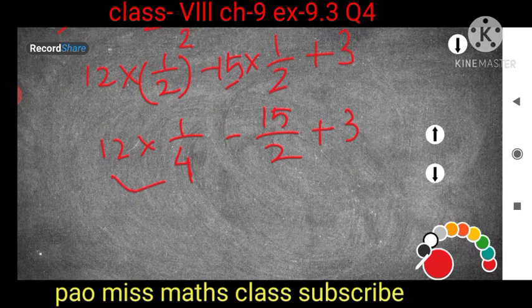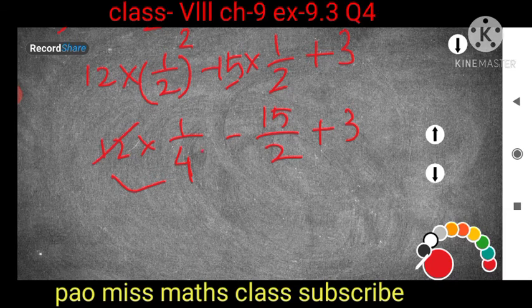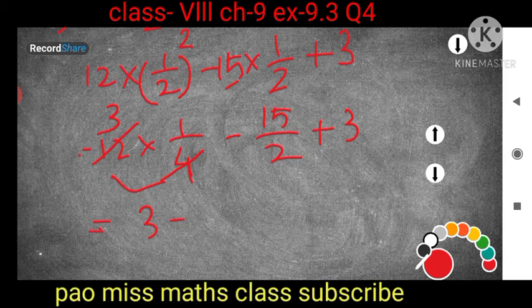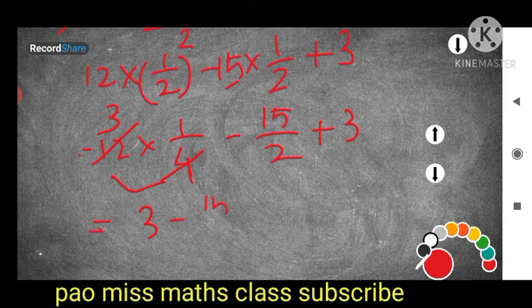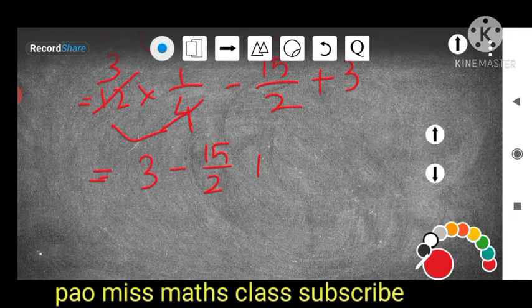Now first you will solve this multiplication. 12 ones are 12, isn't it? But we can cancel: 4 ones are 4, 4 threes are 12. So how much did we get here? We got 3. 3 ones are 3. So 3 minus 15 upon 2 plus 3. Oh sorry, this is not 6, it is 3 itself.